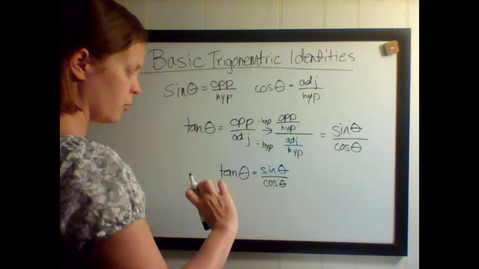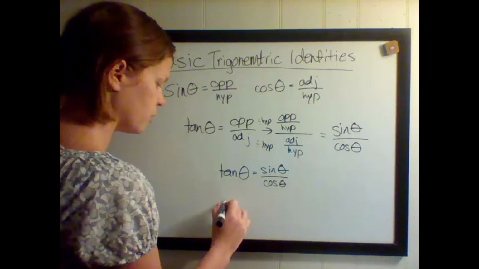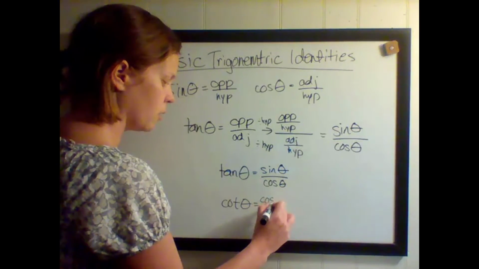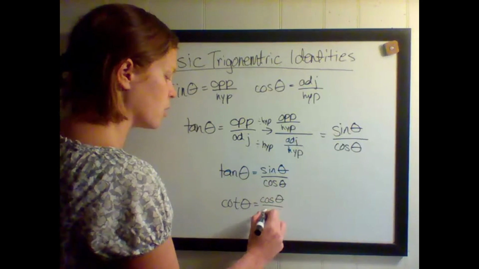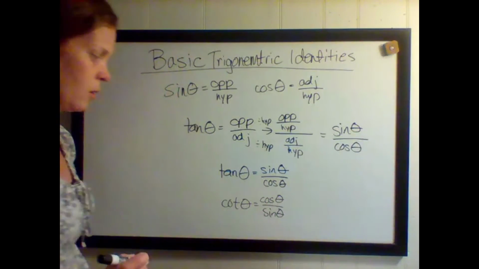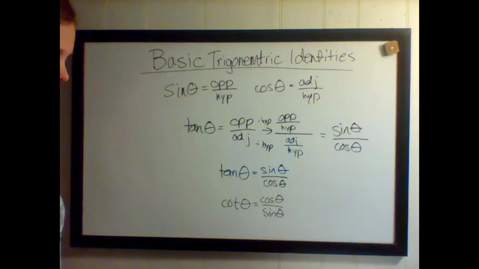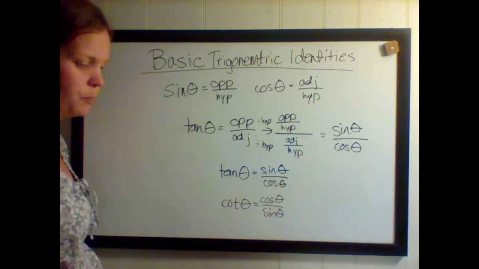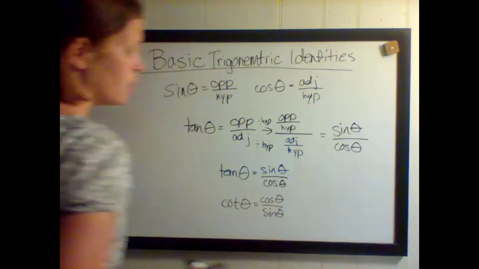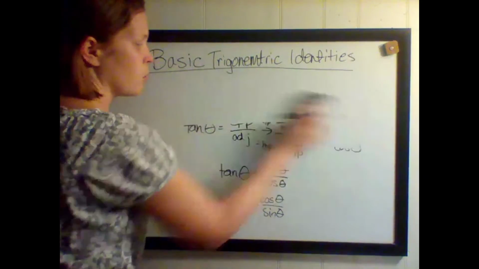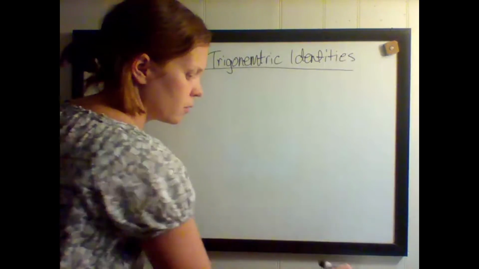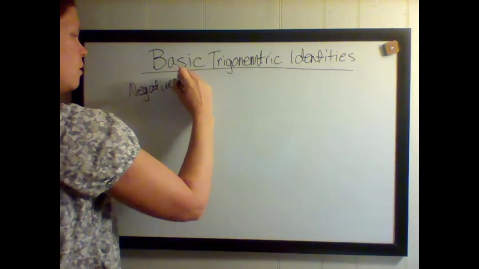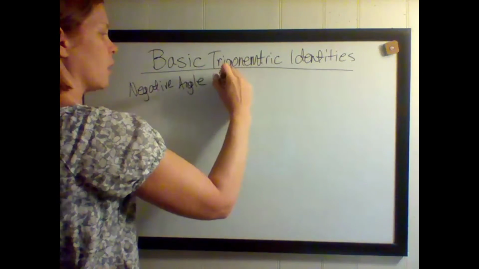And as you can imagine, the reciprocal of tangent is cotangent, and the reciprocal of sine over cosine is going to be cosine over sine. So these are two identities that are very helpful for a lot of things, so they'll come up. And another one of the ones that is considered basic deals with negatives. These are called the negative angle identities.